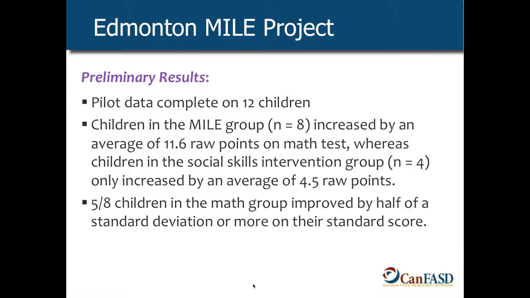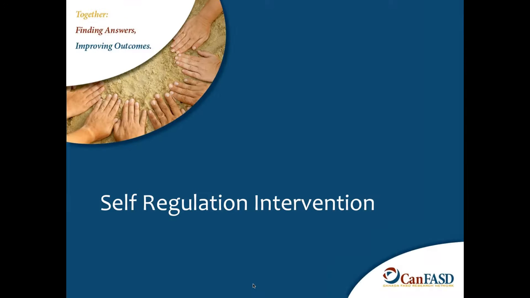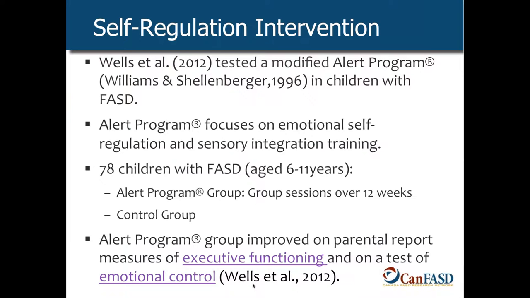When we look more specifically, 5 of the 8 children in the math group improved by half a standard deviation or more on their standard score. So that's actually a pretty big improvement to make over a 6-week period in math. So we were pretty impressed with those results. So that's where it is now. Hopefully we'll have more results, obviously, by the summer to report on the full sample, but we definitely are seeing some positive results.